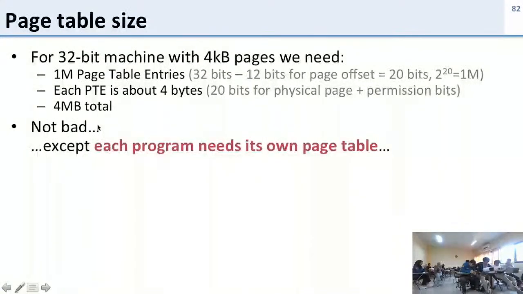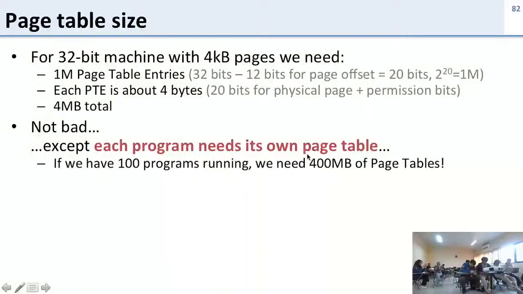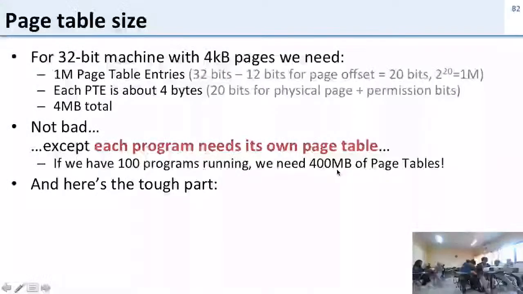Okay, that doesn't seem so bad, except each program needs its own page table. Remember, each program needs its own page table because each program has its own translation from its own virtual address space to the physical address space. So if we have 100 programs running, which is very typical of computers these days, we need 400 megabytes of memory just for the page tables. That's a lot of memory just to keep track of where those programs have memory.